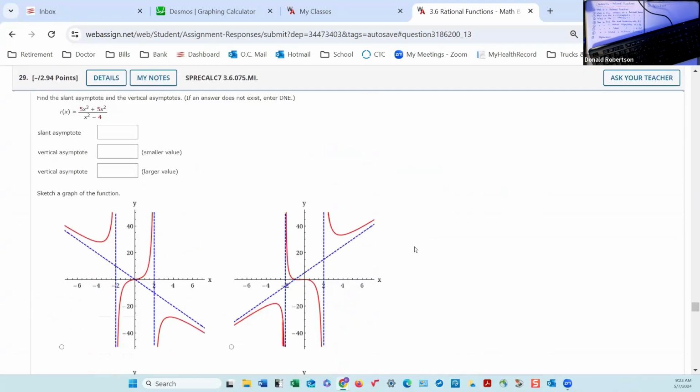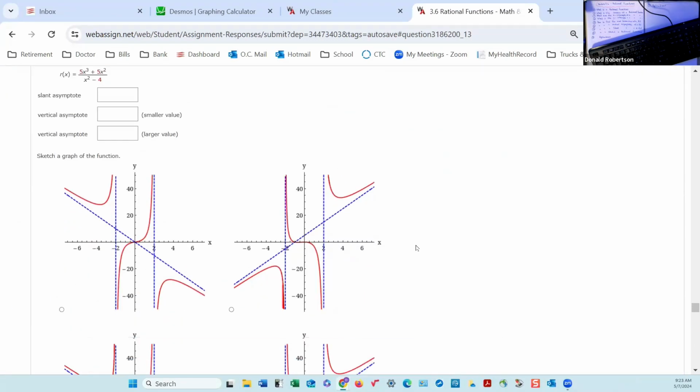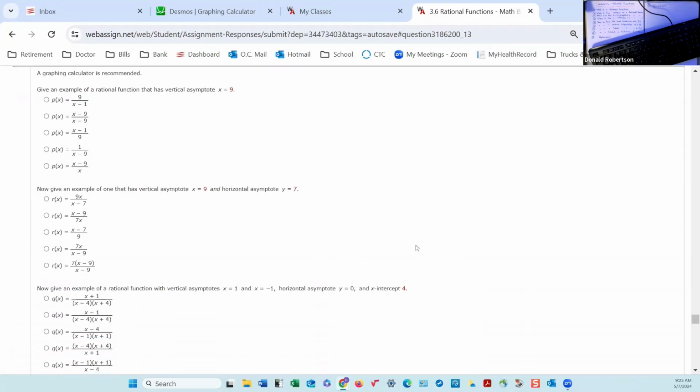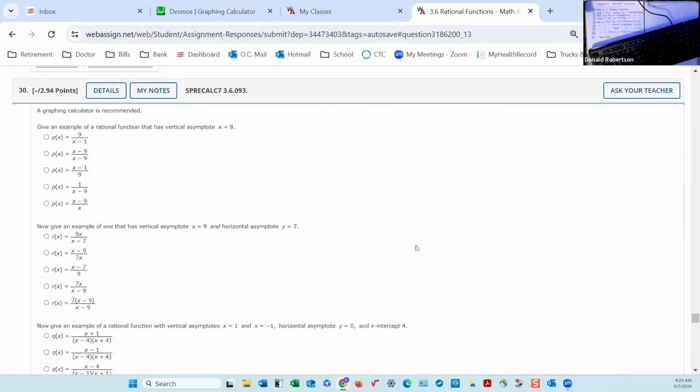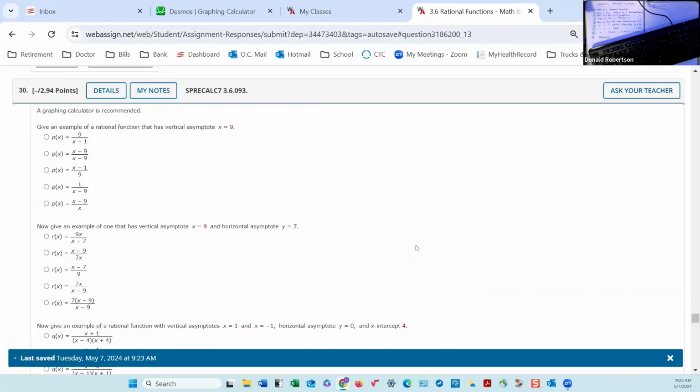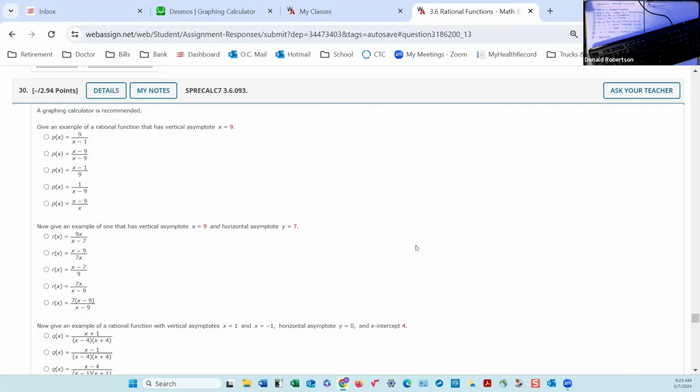Here's another slant one that you would sketch. Here's a third slant one that you would sketch. Now, in this group of questions, which are now a part of what I would call the application ones, it says give an example of a rational function that has a vertical asymptote at x equals 9.